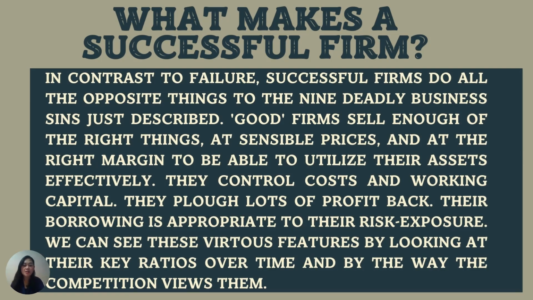What makes a successful firm? In contrast to failure, successful firms do all the opposite things to the nine deadly business sins just described. Good firms sell enough of the right things at sensible prices and at the right margin to be able to utilize their assets effectively. They control costs and working capital. They plow lots of profit back. Their borrowing is appropriate to their risk exposure. We can see these virtuous features by looking at their key ratios over time and by the way the competition views them.